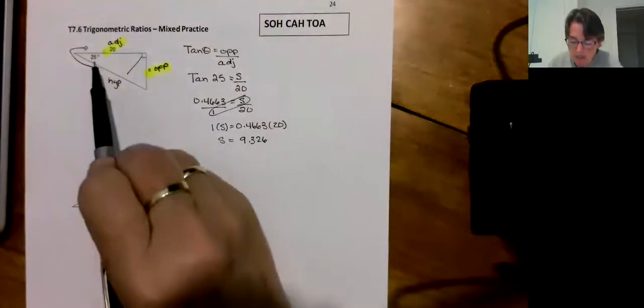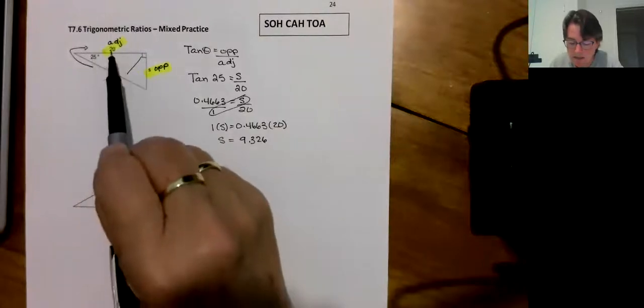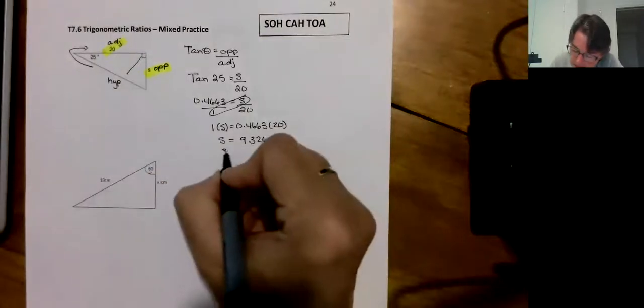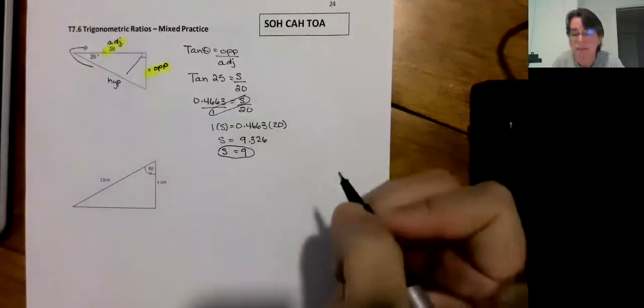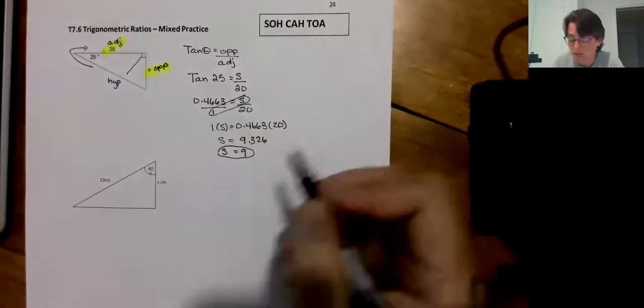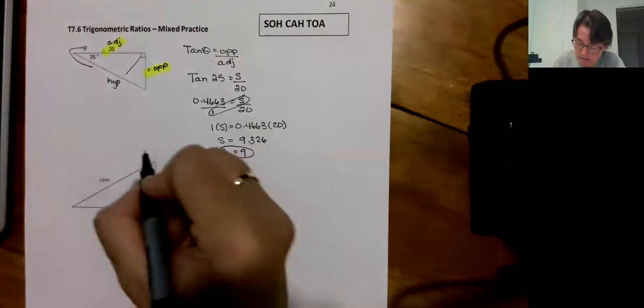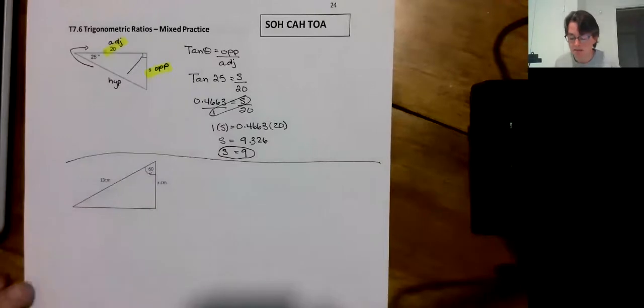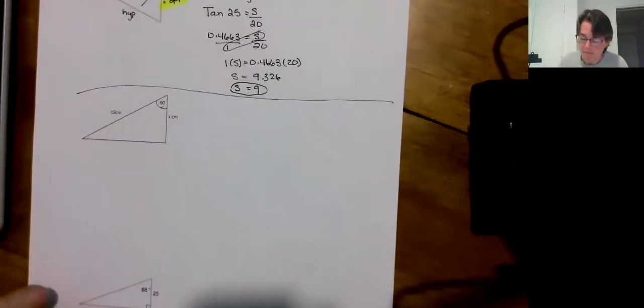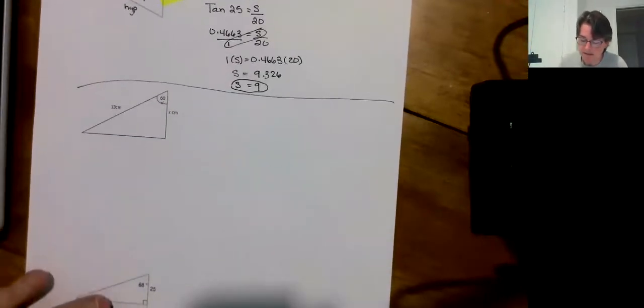If I look at my question, it looks like these are all whole numbers. So S is going to be 9. And be a considerate person. Circle your answer. It makes it easier for instructors, especially me, because my questions are going to get all squishy. All right, let's see what this next one is.